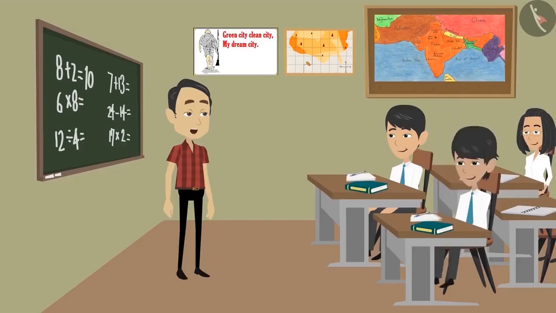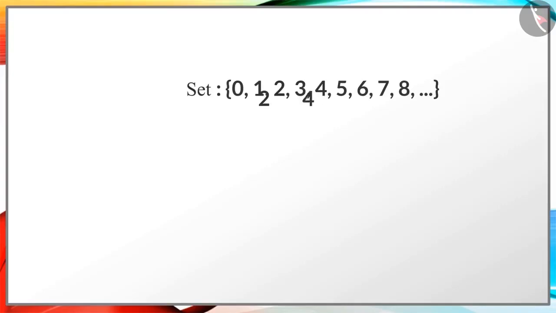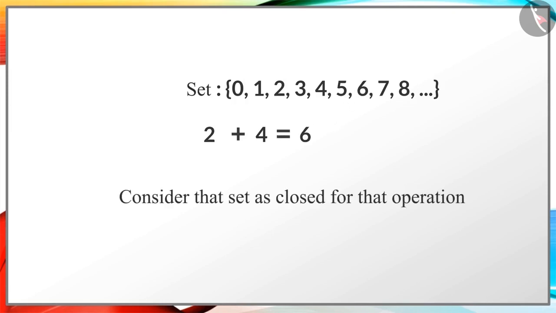Children, you have already learned about closure property in the previous class. Can you tell me, what is closure property? Whenever we use an operation on the numbers of a set and the resulting answer also falls within the same set, then we consider that set to be closed for that operation.